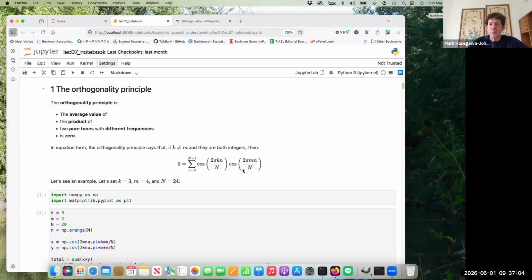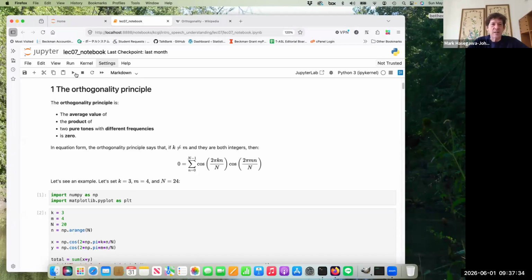And the standard example that I want you to know about is that if we take the cosine at one frequency, say k periods per capital N samples, and we multiply that by a cosine at a different frequency, say m periods per capital N samples, if we take the dot product of those two by multiplying them sample by sample and adding from n equals 0 to capital N minus 1, that dot product is 0.